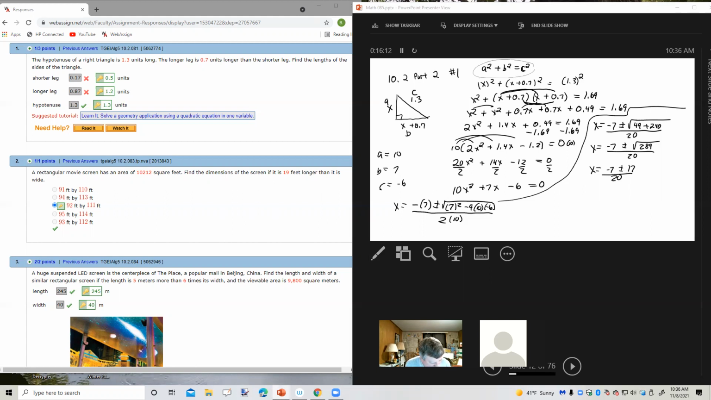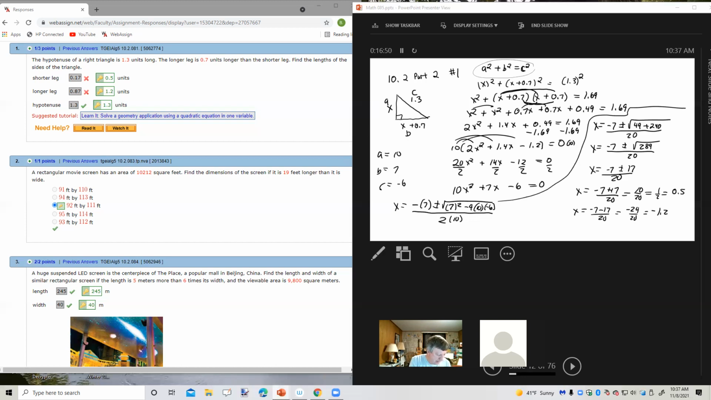So now we've got x equals -7 plus 17 over 20, which is 10 over 20, or 1/2, or 0.5. And the reason I'm going to write it as 0.5 rather than 1/2 is because the original problem had decimals. Either one would be correct. Or we've got x equals -7 minus 17 over 20, which is -24 over 20. If we take 24 divided by 20, we get -1.2.